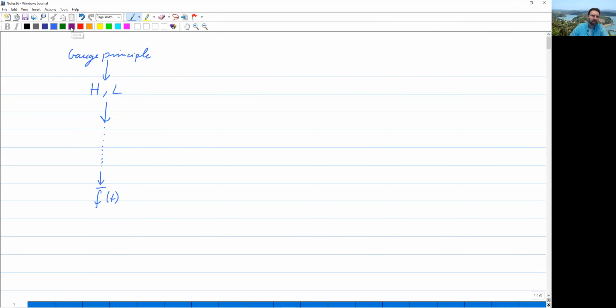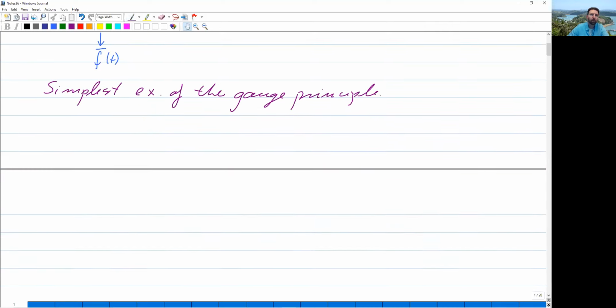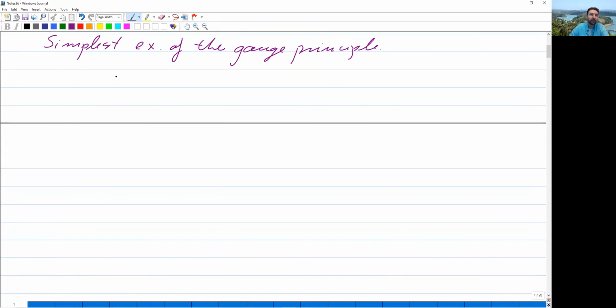Let us start with the simplest example of the gauge principle. We start with a free electron. Let's say we have H hat equal to p hat squared over 2m. And this is meant to be the 3-momentum squared. So we have an electron. It could also be a proton. It's just some charged particle. And it's evolving according to this Hamiltonian.